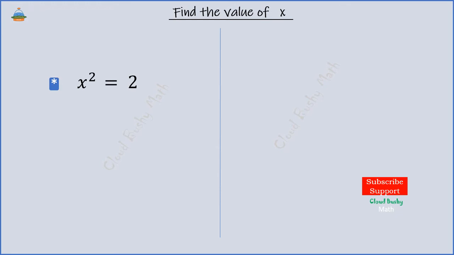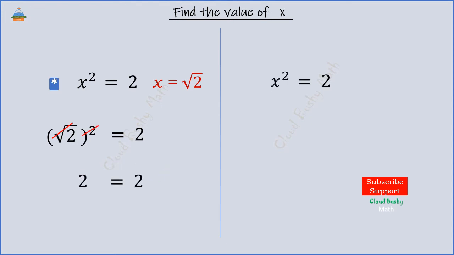Maybe we need to verify our answer by substituting first root 2 into the equation x squared is equal to 2. So we have on the left-hand side the square root cancels the square. That means 2 is equal to 2.